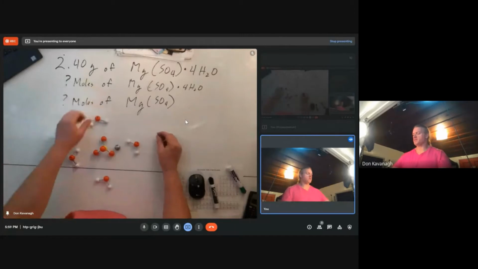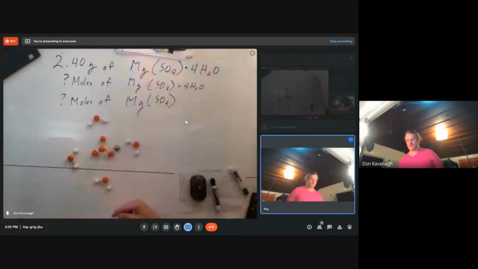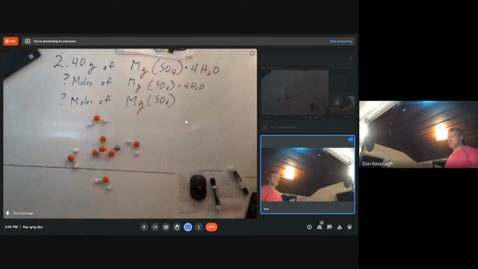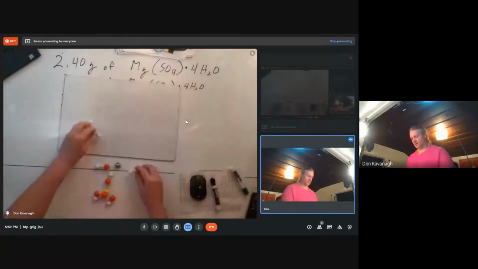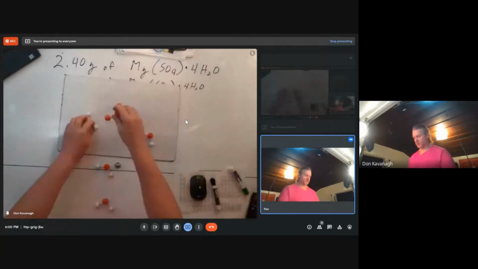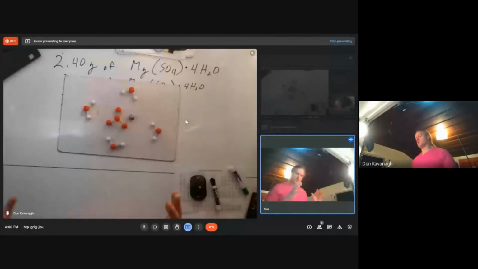Imagine we have a little pile of dust in our weigh boat that is 2.40 grams, and it is magnesium sulfate with 4 hydrated waters around it. This model is meant to represent a picture of what that looks like here. We have the MgSO4, the Mg, and then the 4 waters around it. It's an atomic vision image of what's going on there.